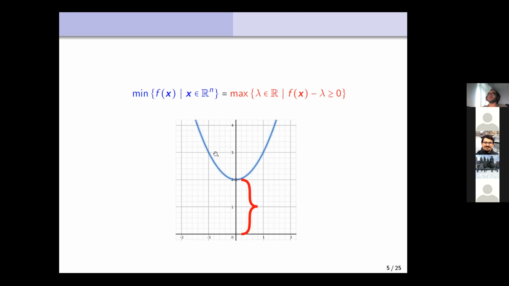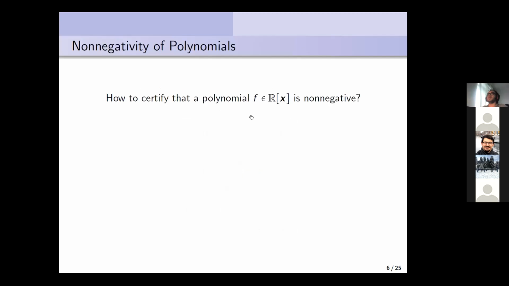This is a really silly toy example: x squared plus 2. The minimum of this function is at 2. But instead of asking for the minimum of this function, you can ask how much I can subtract from this function, so this is the red distance over here, so that you are still non-negative. Solving these two problems will give you essentially the same result.